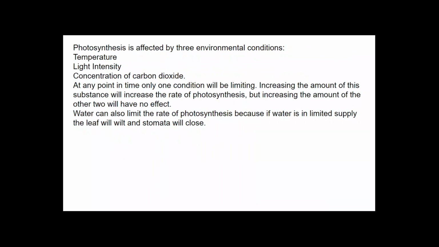So photosynthesis is affected by three environmental conditions: temperature, light intensity, and CO2 concentration. At any point in time, only one condition will be limiting. So that's important. Only one factor will be limiting at a time. You can't have two limiting factors. One factor, either temperature, light intensity, or concentration of CO2, will be the limiting factor. Increasing the amount of this factor will increase the rate of photosynthesis, but increasing the amount of the other two will have no effect, until it becomes light saturated, of course, and then it has a big effect.